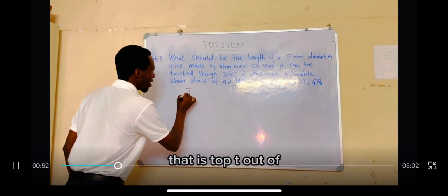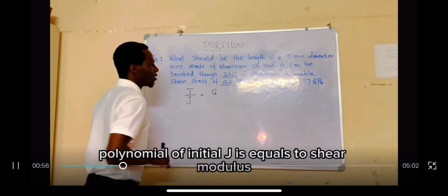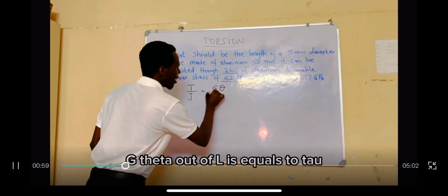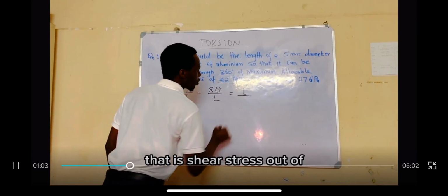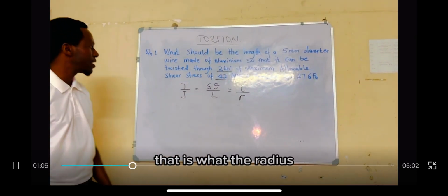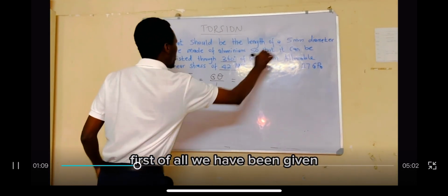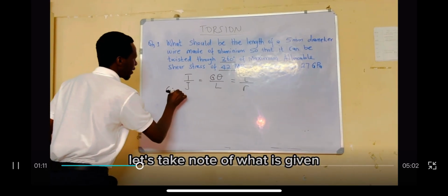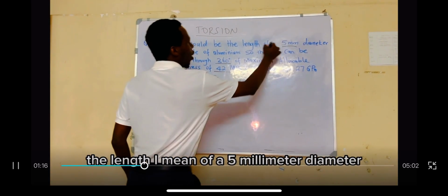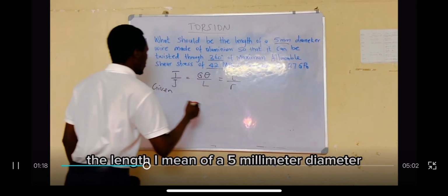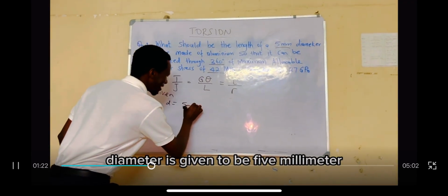That is torque T over polar moment of inertia J is equal to shear modulus G times theta over L is equal to tau, that is shear stress, over the radius R. Now, according to the question given, what do we know? First of all, let's take note of what is given. The diameter is given to be 5 millimeter.